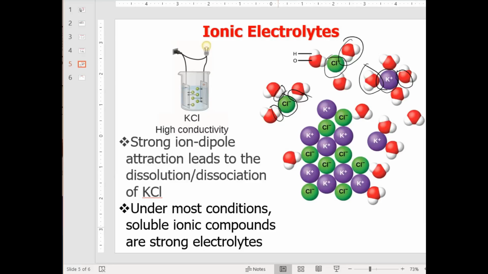Strong ion dipole attraction leads to not only the dissolution of potassium chloride, as we discussed previously, but also to the dissociation of potassium chloride. This dissociation leads to the formation of potassium ion and chloride ion. Under most conditions, soluble ionic compounds are strong electrolytes.